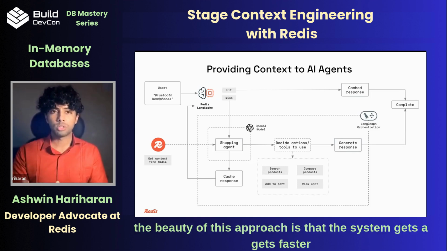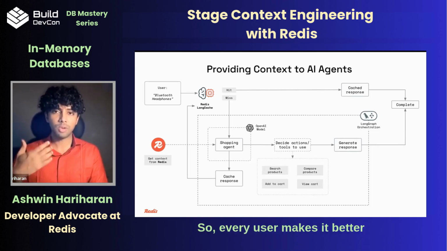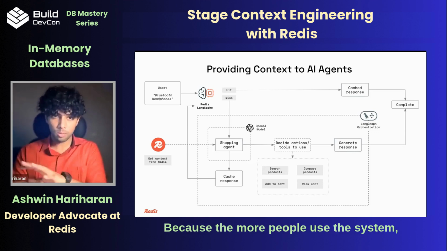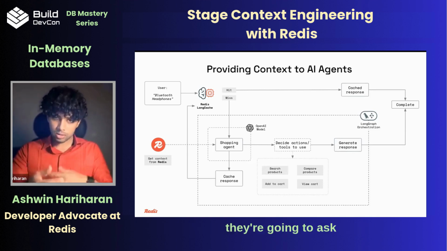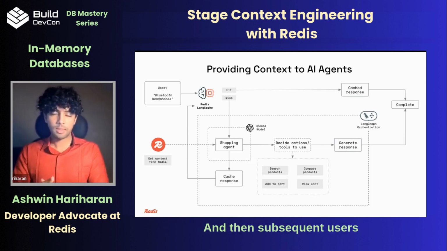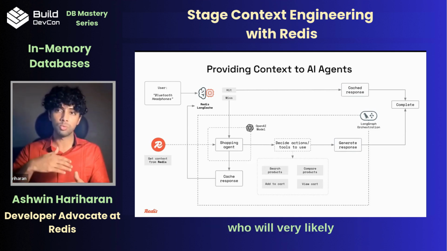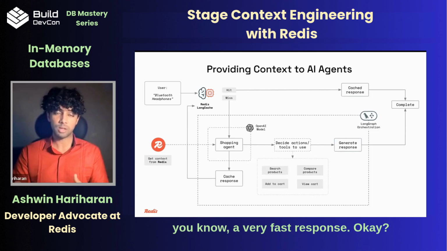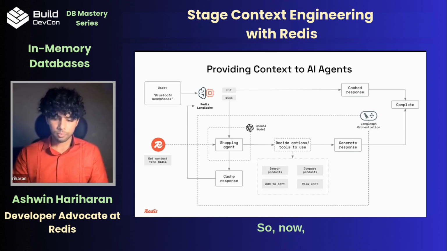Now, the beauty of this approach is that the system gets faster over time. Every user makes it better and faster for everyone who comes after them, because the more people use the system, the more questions they ask, and those questions are going to get cached eventually. And then subsequent users who will very likely ask the same question are going to be served a very fast response, okay?